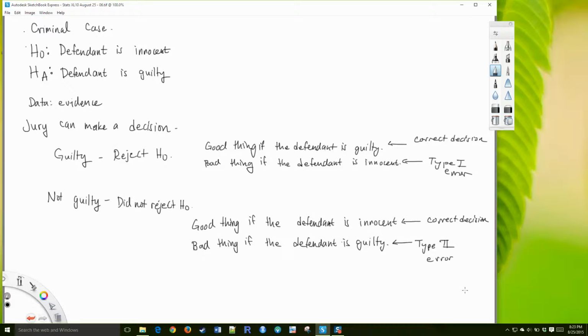Okay, so when the founders of our country decided to set up the justice system, they chose to err on the side of letting guilty people go free rather than imprisoning innocent people. So they made the choice that a type 1 error is worse, okay?